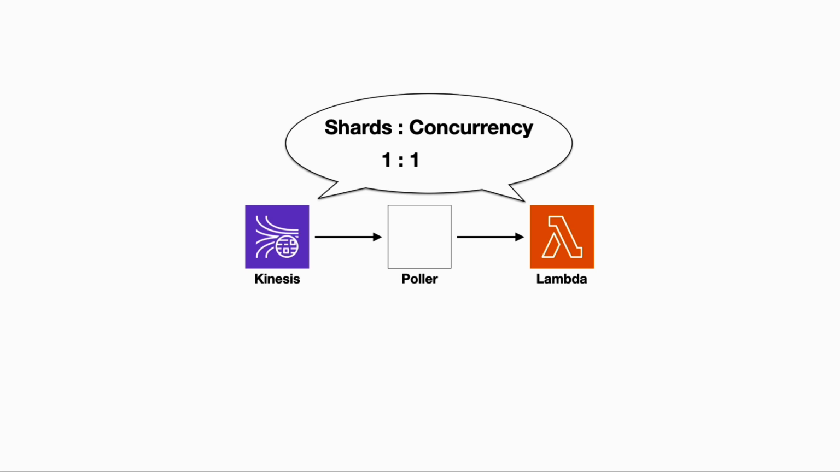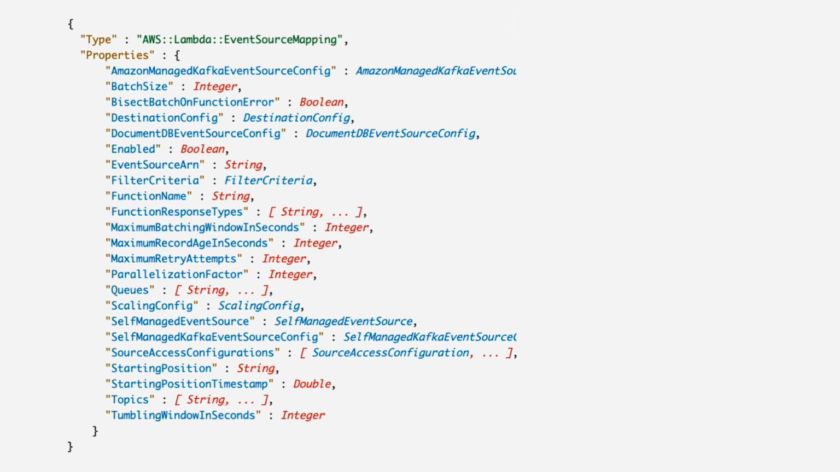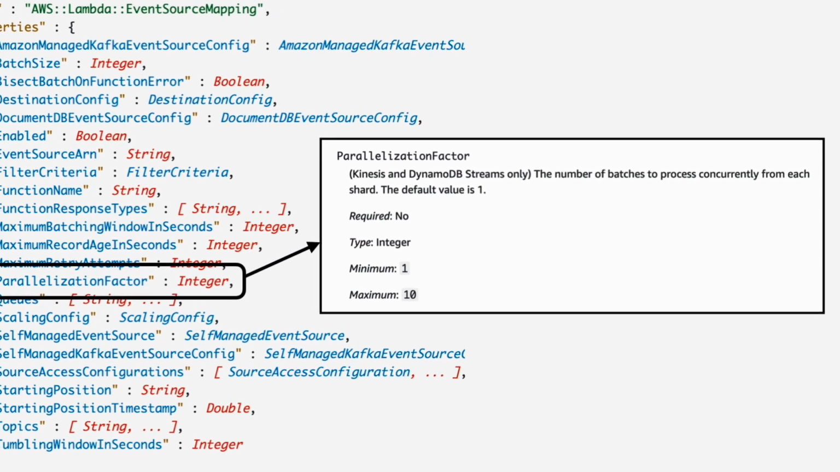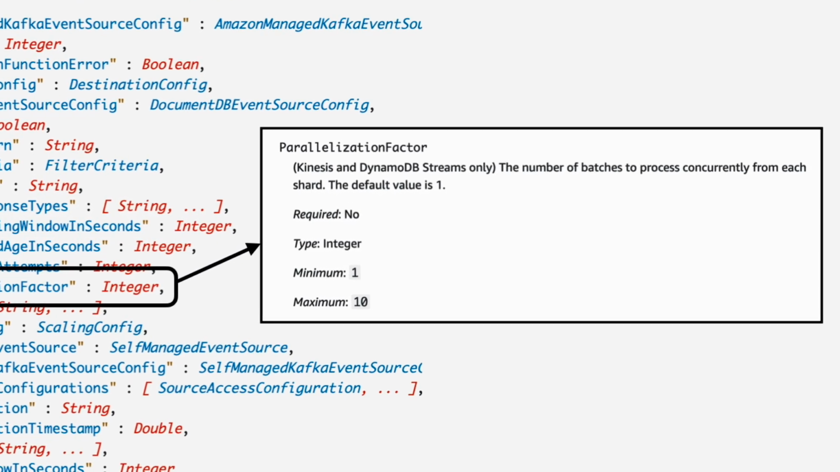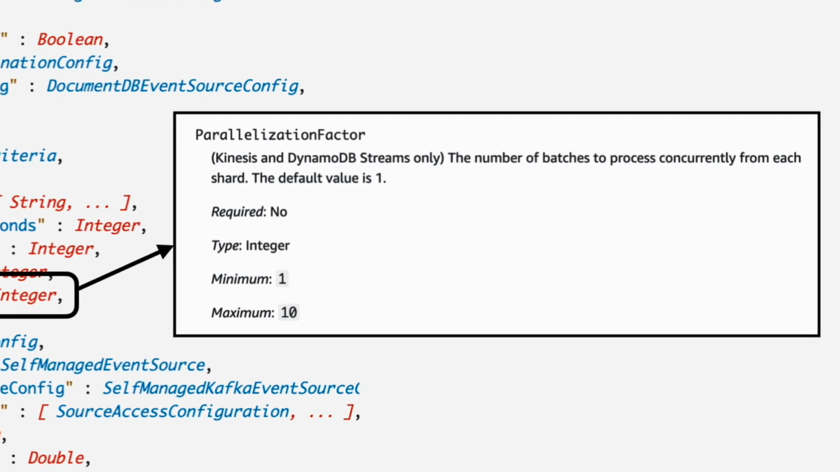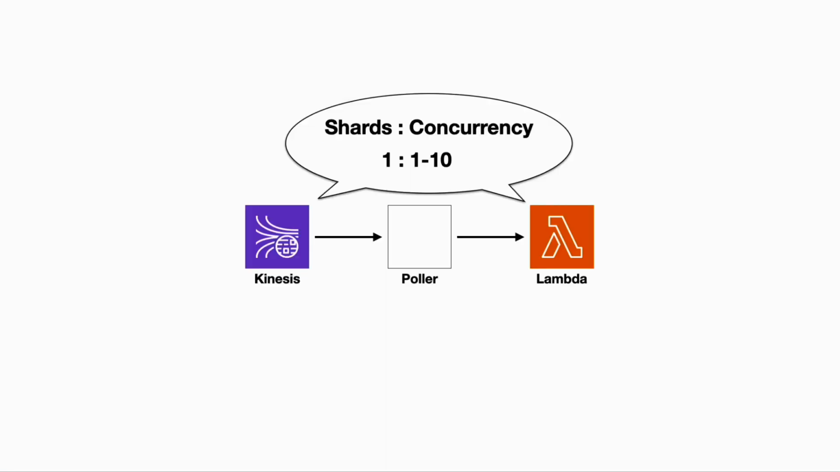which means there is a one-to-one ratio between the number of shards and the number of concurrent Lambda invocations. Except that is not exactly true, because in the event source mapping for a Kinesis function, you can set the parallelization factor to a value between 1 and 10, which controls the number of pollers that can process from the same shard concurrently, while still preserving the message ordering with respect to the partition key. And that means the ratio between Kinesis shards and the Lambda concurrency is somewhere between 1 to 1 and 1 to 10, depending on your configuration.